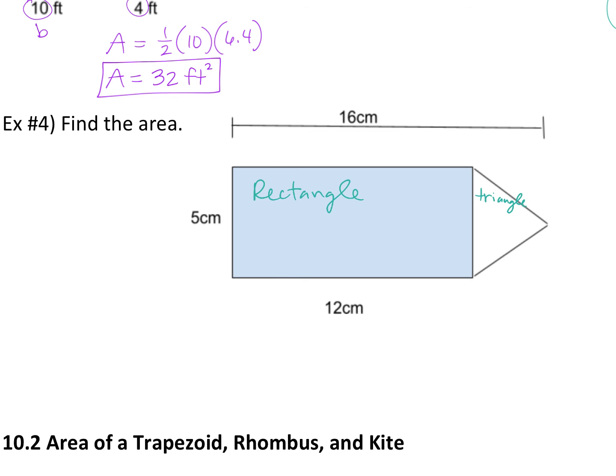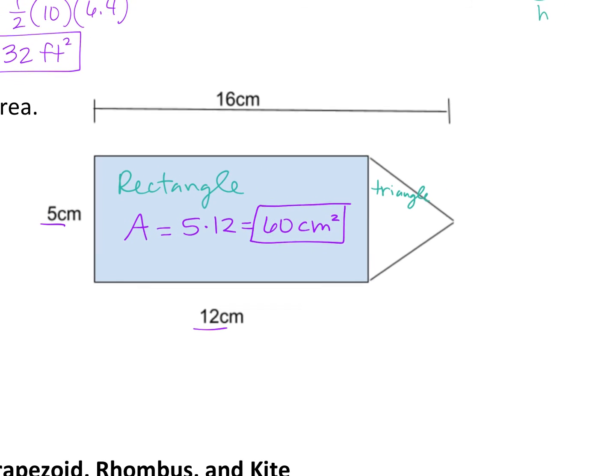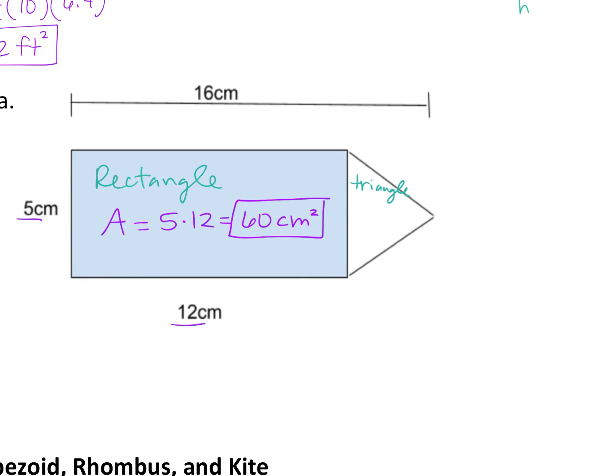Okay? So what is the area of the rectangle going to be? 5 times 12. Base and height, 5 times 12, or 60 square centimeters. Okay, so that's part of my answer, that blue rectangle. The triangle requires a little extra thought. Can you tell me the base or the height of the triangle?